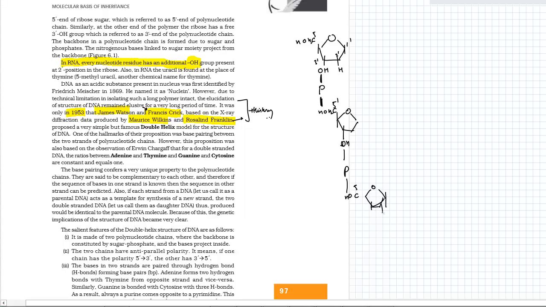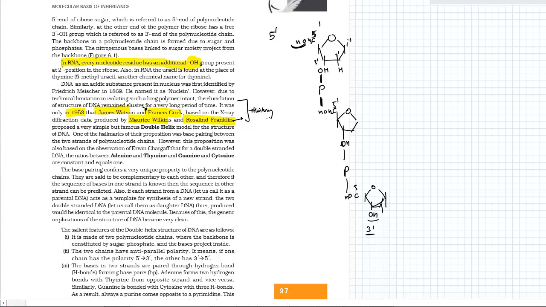Hence comes the polarity from 5' to 3', because you have got 5' OH free right here, and you have got a 3' OH group free right here. So this will be a 5' polarity, and this will be a 3' polarity. This is how this is one strand of the DNA.